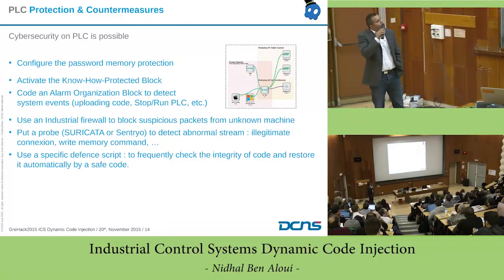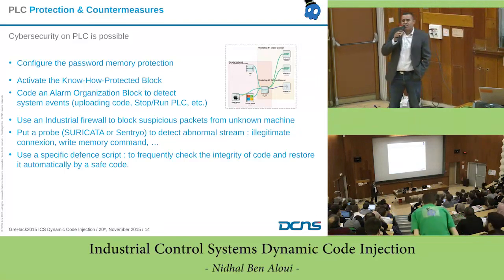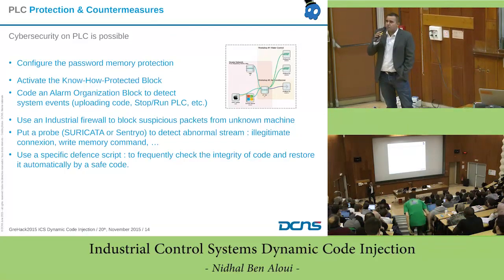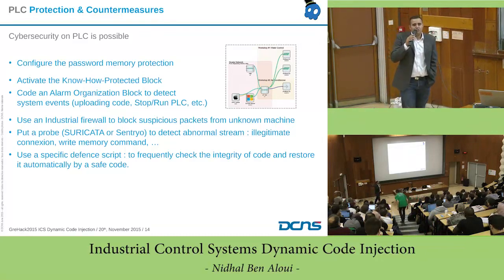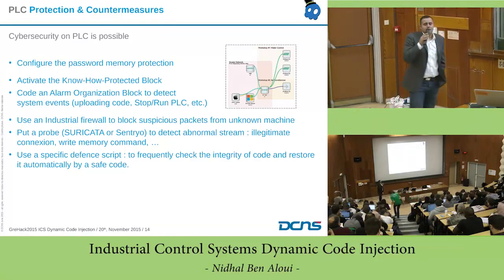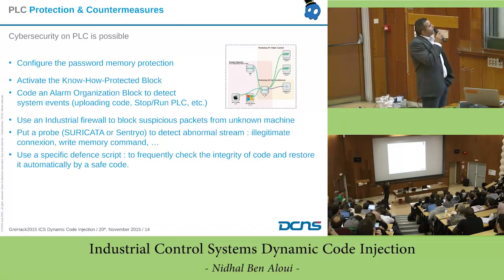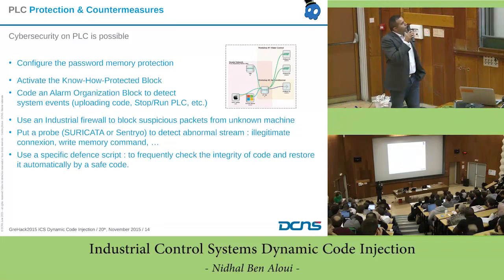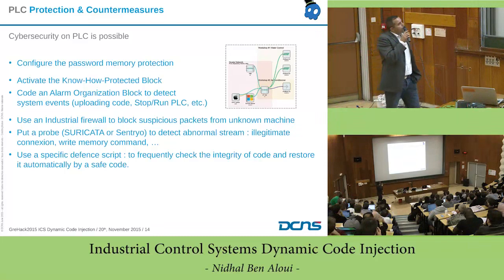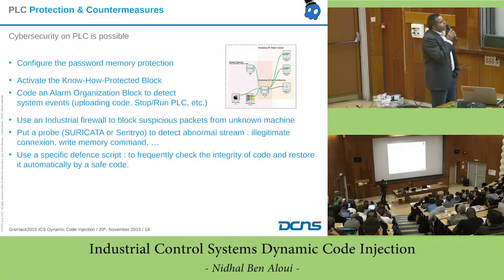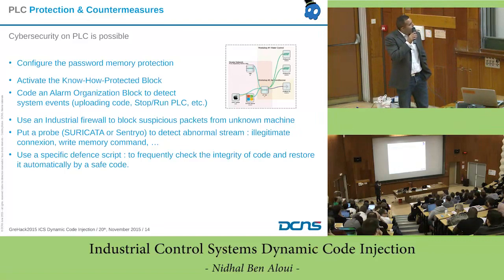We can also use an industrial firewall to block the suspicious packets. This action is more difficult because we should know all the malicious packets at the beginning, but we can put in some rules to detect them. We can also use Suricata, as you saw in the video, to detect abnormal streams, illegitimate connections, and memory writes. So this works very, very well.